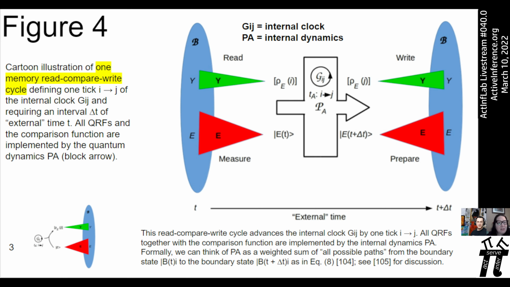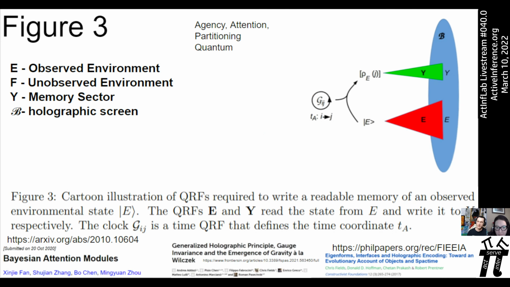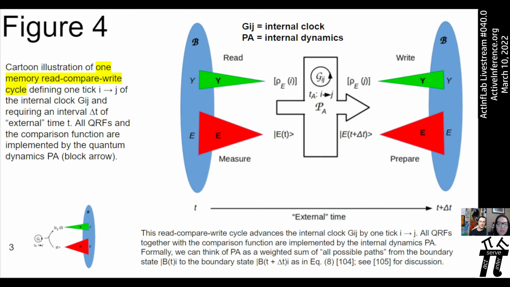All quantum reference frames and the comparison functions are implemented by the quantum dynamics PA, which is the big block arrow. So if this were like an EEG headset that was measuring at 100 hertz, 100 times per second, that would be like 100 classical information reads per second, and then you could do signal processing. I think the time step is the sampling frequency of the experimental apparatus that's defined by this partitioning of the blanket, fancy B, the holograph, and then subsectors with these different interpretations of being observed, unobserved, or memory components.